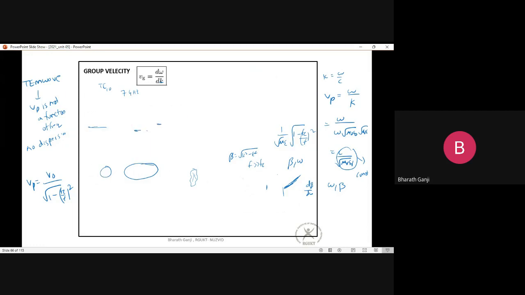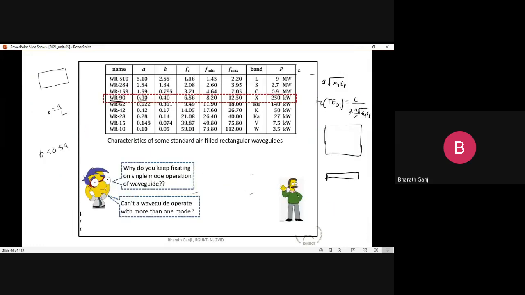ఓకే, ఇందాక నేను చూపించిన వేవ్ గైడ్ ఎగ్జాంపుల్స్లో WR90 వేవ్ గైడ్ అని రాశాం. ఓకే, WR90 వేవ్ గైడ్ యాక్చువల్గా కట్ ఆఫ్ ఫ్రీక్వెన్సీ అన్నది 6.5 గిగాహెర్ట్జ్, 6.6 గిగాహెర్ట్జ్ ఎంతో వచ్చింది ఇందాక మీకు. కానీ ప్రాక్టికల్గా వేవ్ గైడ్ని దే ఓన్లీ ఆపరేటెడ్ బిట్వీన్ 8.2 అండ్ 12.5 గిగాహెర్ట్జ్. ఎందుకంటే 12.5 దాటారనుకోండి ఈ వేవ్ గైడ్లో ఇంకా హైయర్ ఆర్డర్ మోడ్స్ వచ్చేస్తాయి.